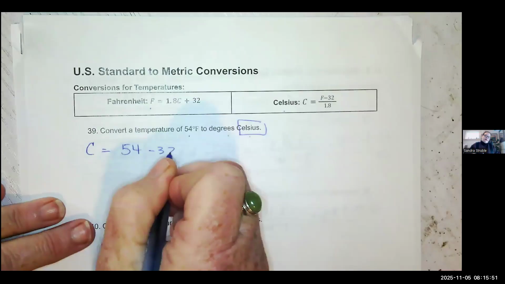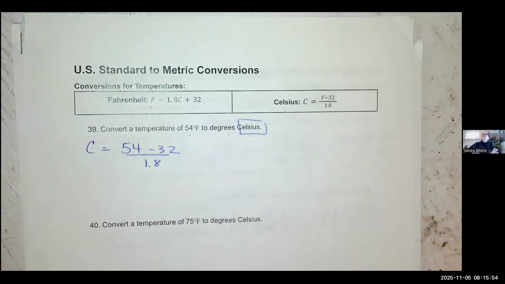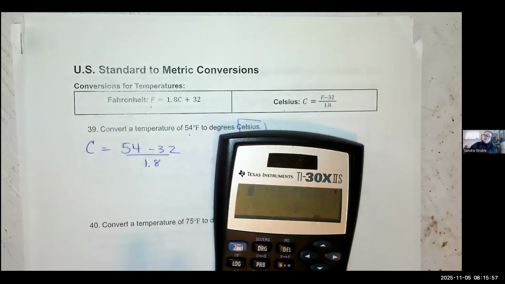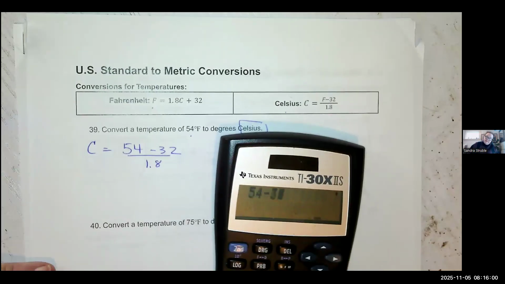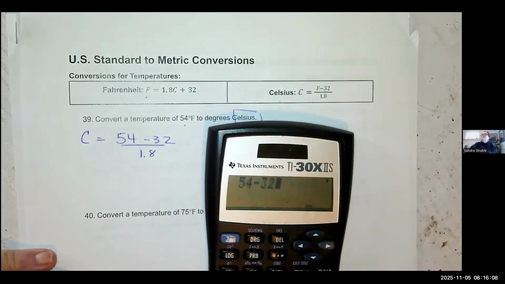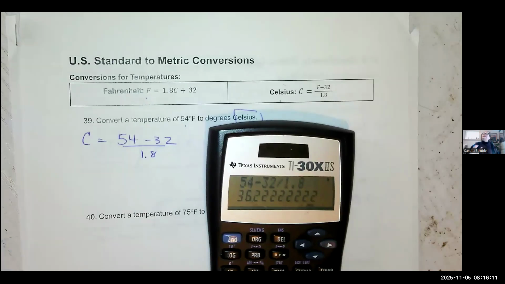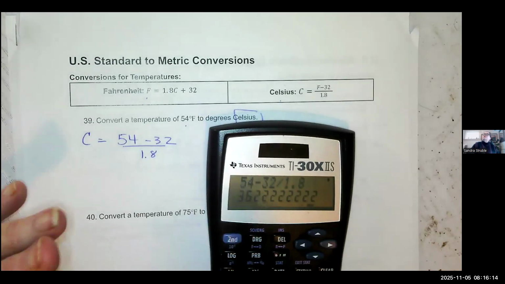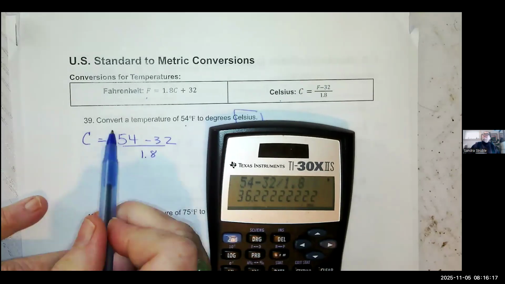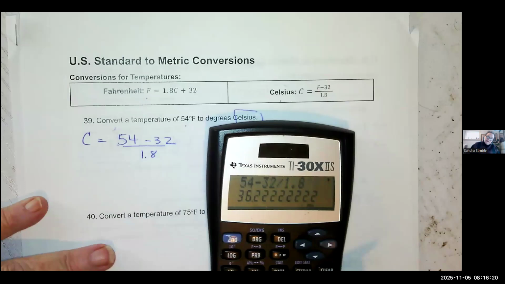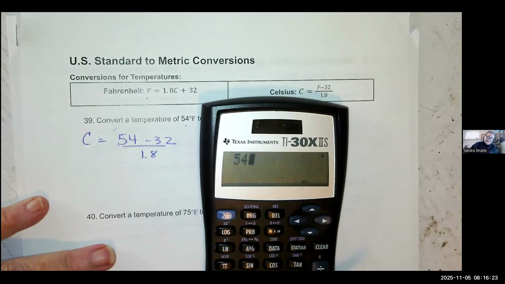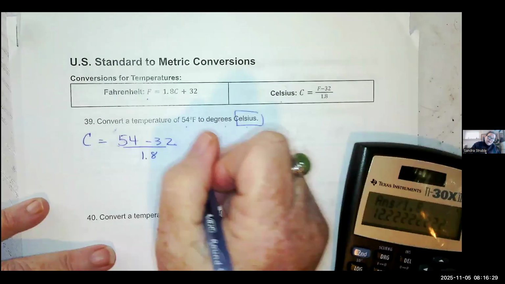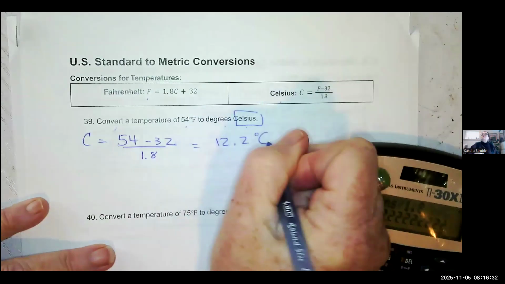Please be careful with this with your calculator. The easiest way to do this without making mistakes is to put 54 minus 32 equals, then dividing that by 1.8 equals. If you go 54 minus 32 divided by 1.8, you're going to get the wrong answer. If you want to put it all in at once, then you're going to have to put parentheses around the top and then divide by 1.8. I find it's easier just to go 54 minus 32 equals, and then divide that by 1.8, which is 12.2 degrees Celsius. Please make sure that you put degrees Celsius because that is the unit that we're looking for.